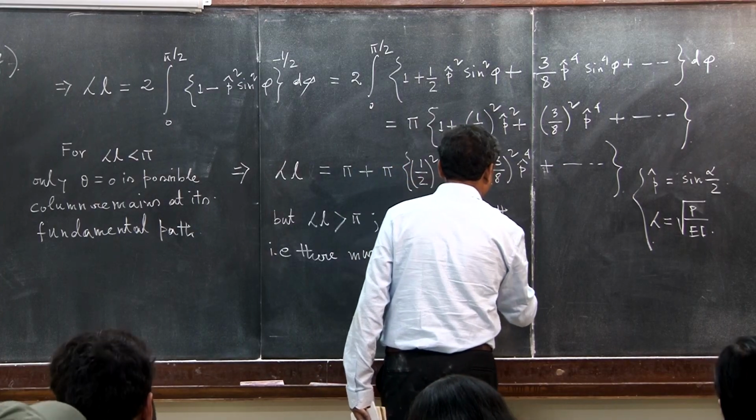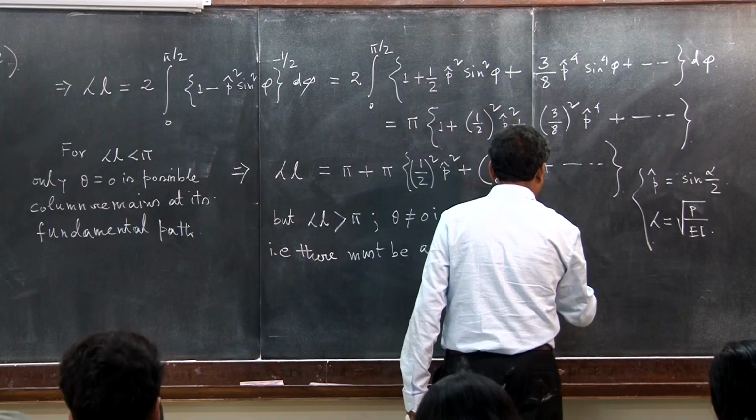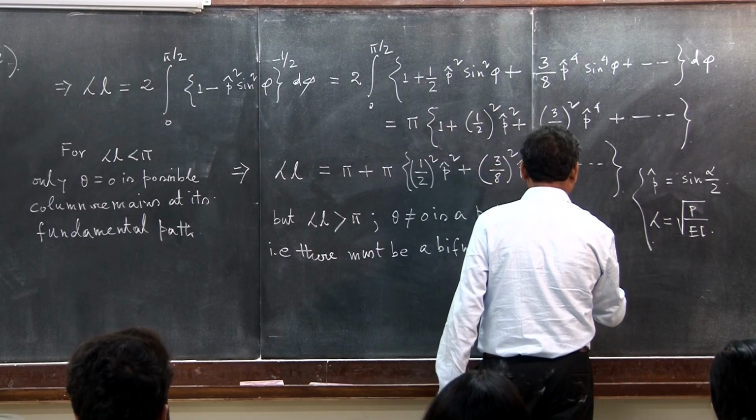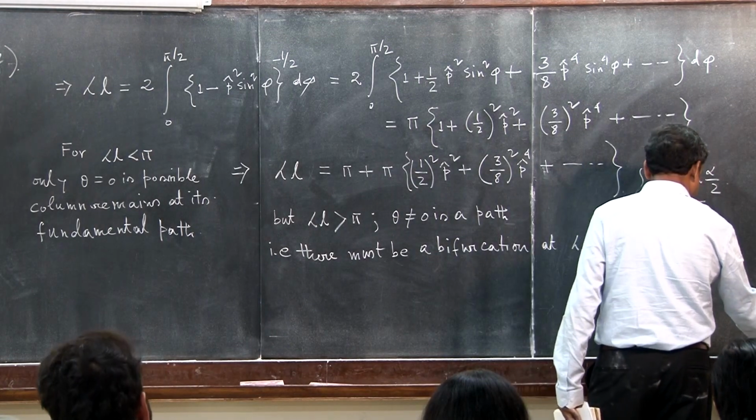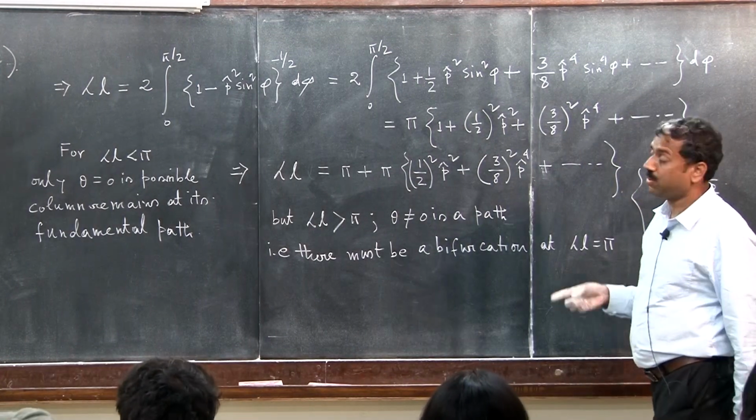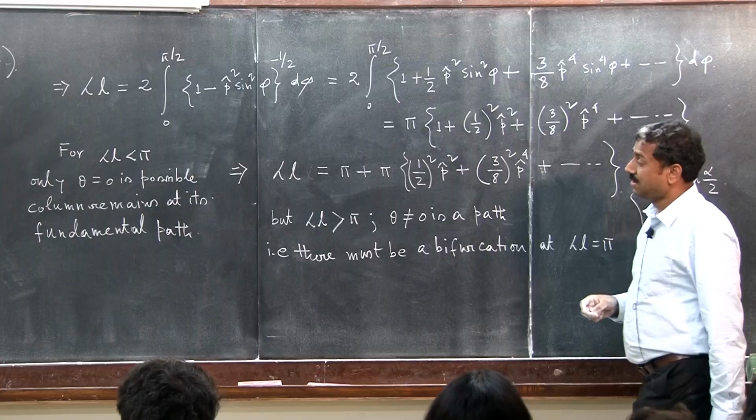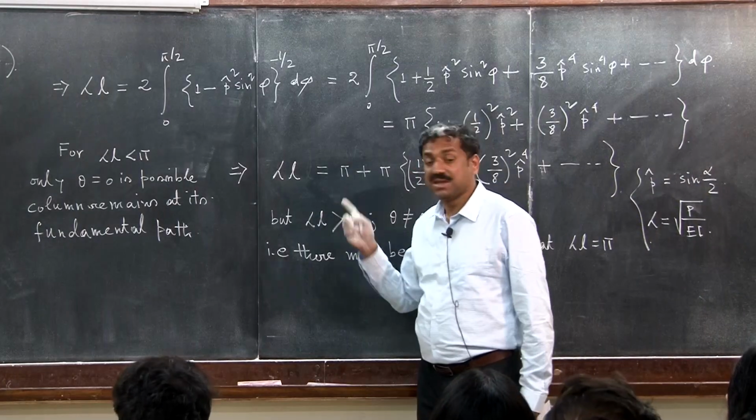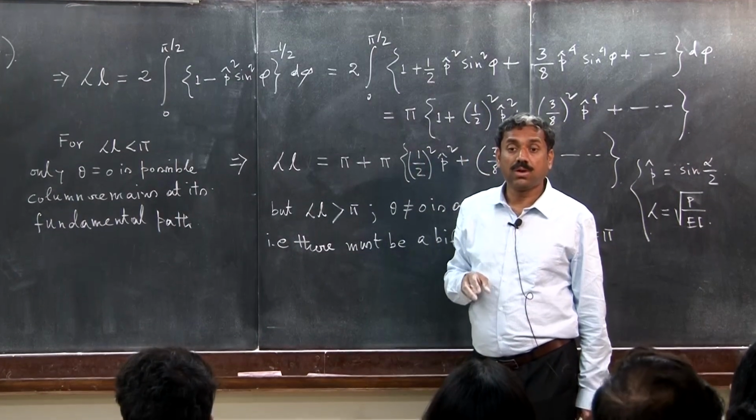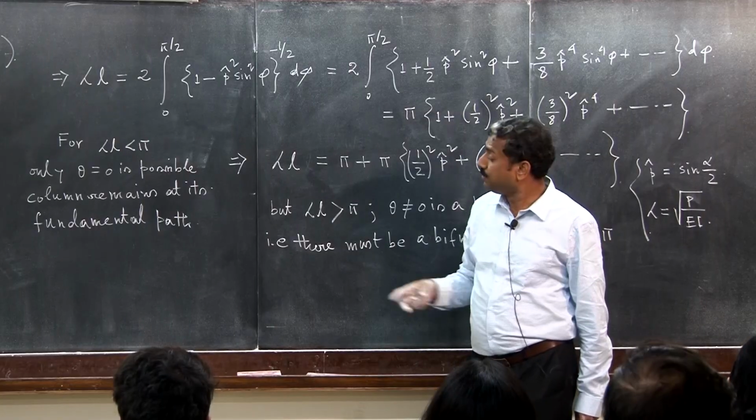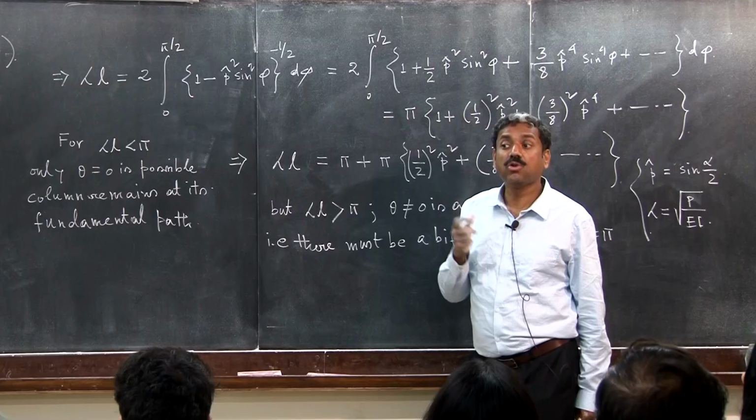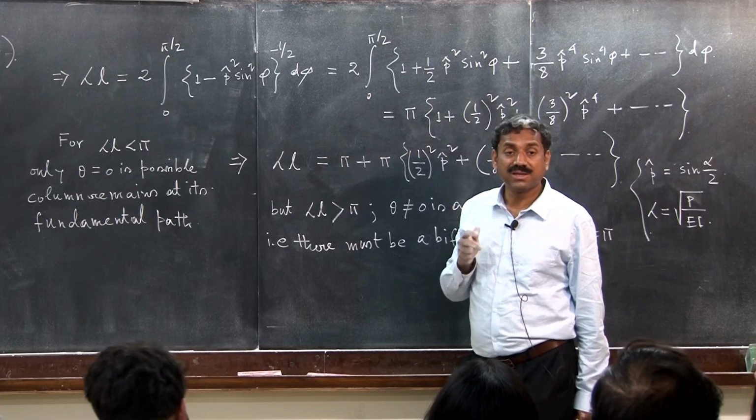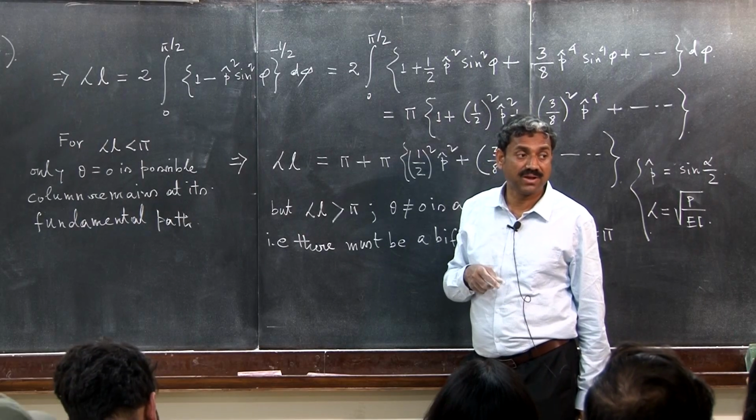There must be a bifurcation at what? At lambda L equal to pi. You understand why we are justifying that? Because for lambda L less than pi, no non-trivial solution is possible, right? But when lambda L is greater than pi, there is a solution at theta equal to a non-zero value. So lambda L equal to pi must be a point of bifurcation.